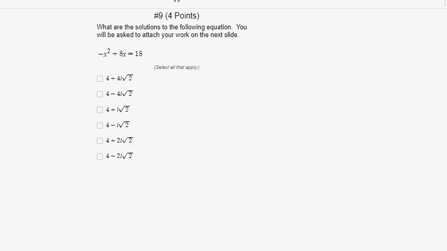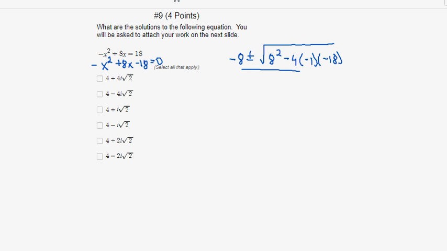Quadratic formula once again. I'm not going to show it this time. Now we're looking at negative 8 plus or minus the square root of 8 squared. Wait a minute, we need this to be set up properly. Negative x squared plus 8x minus 18 equals 0. All right, so 8 squared minus 4 times negative 1 times negative 18. That's divided by 2 times negative 1.